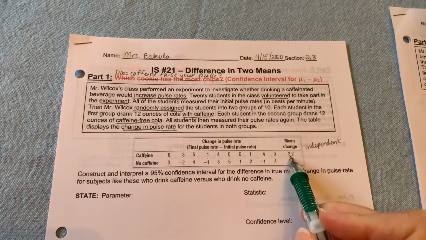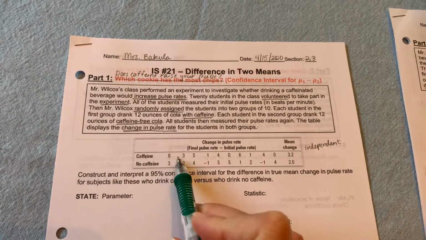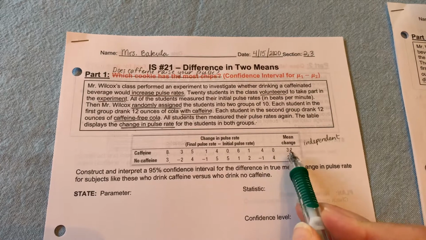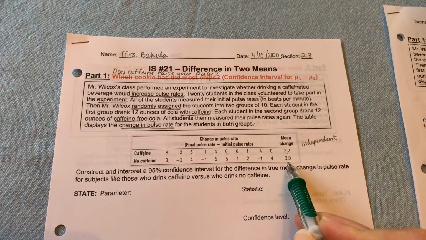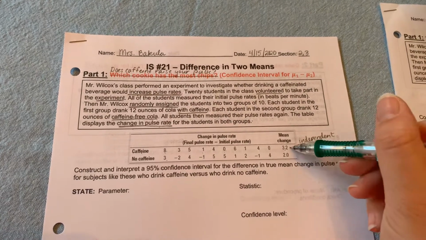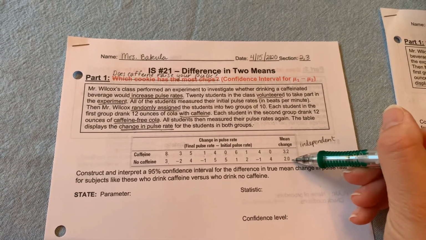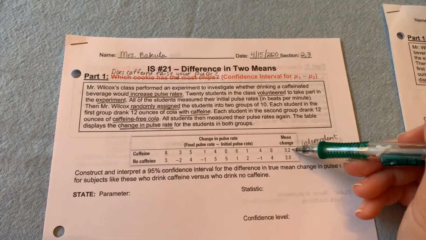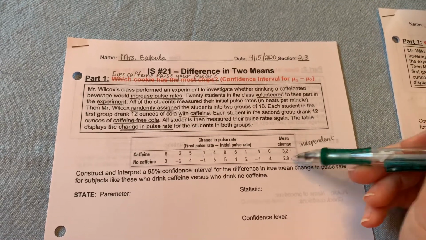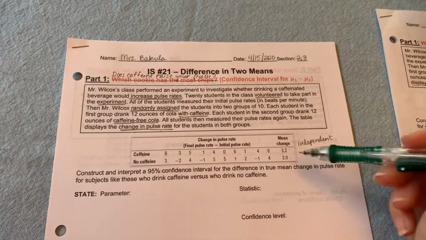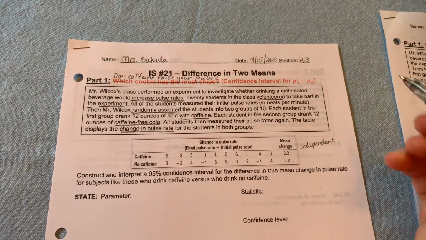So what we did is calculate the mean change. We took the average of all these values in the caffeine group, and it was 3.2. And the average of the non-caffeine group was 2.0. So it turns out they both actually had an average increase, but I can tell the average increase for the caffeine group was 1.2 beats per minute higher than the non-caffeine group. Okay, so we're going to look at the difference in sample means.